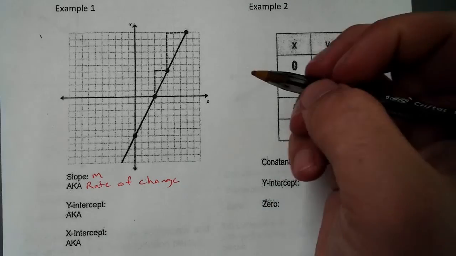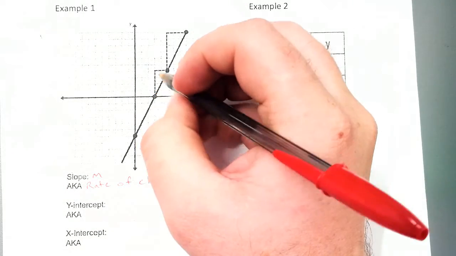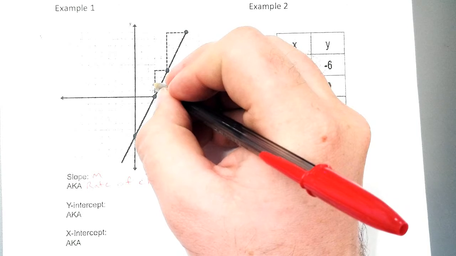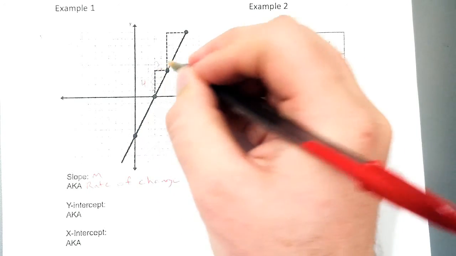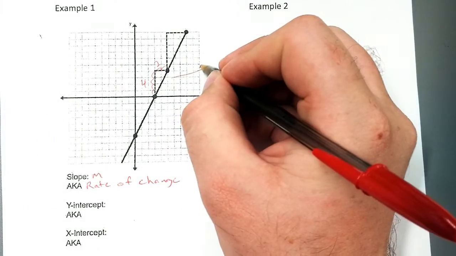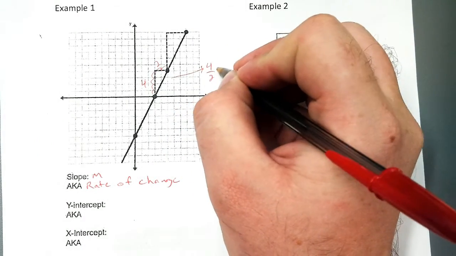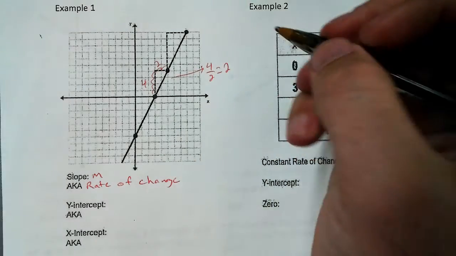So in this problem, to get the slope, it's the rise over the run. 1, 2, 3, 4 over 1, 2. So I got a slope right there of 4 over 2, which reduces down to 2.